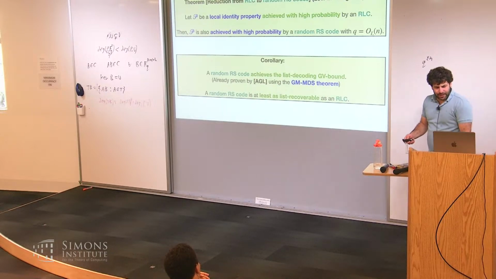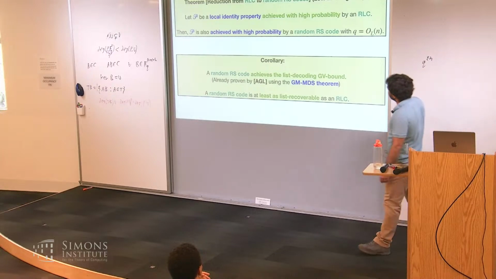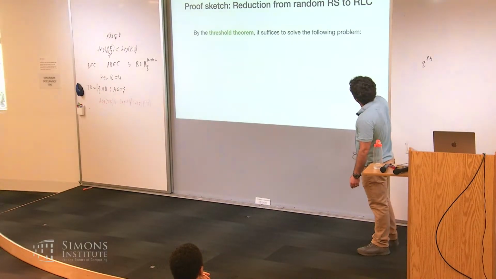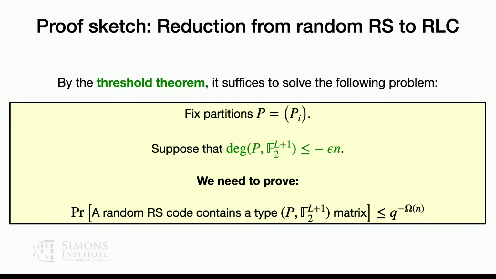Okay, so these are the results, and in the time I have left, I'm going to speak a bit about how to do this sort of reduction, using the threshold theorem. What we know about random linear codes, really, the problem that we come down to is as follows.